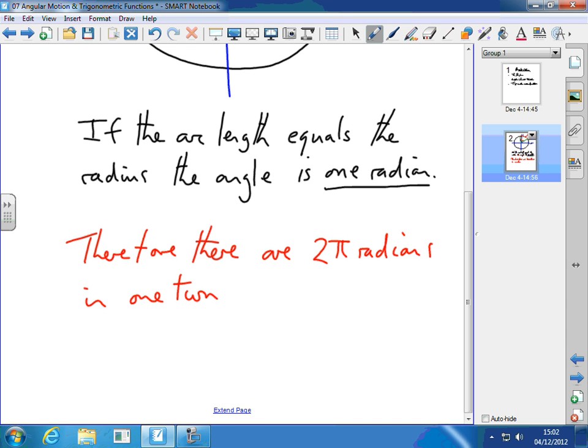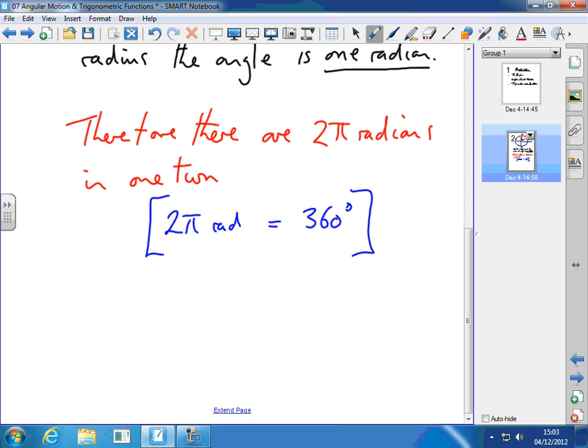And we already know that one complete turn is 360 degrees, so that gives us a conversion factor. 2 pi radians, and RAD for short, equals 360 degrees, and that allows us to convert from radians to degrees and back again. So if you're going to remember how to convert from radians to degrees and back, the key thing to remember is what a complete turn is in radians, 2 pi.